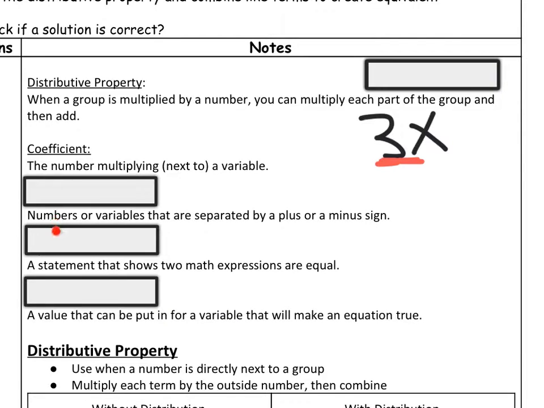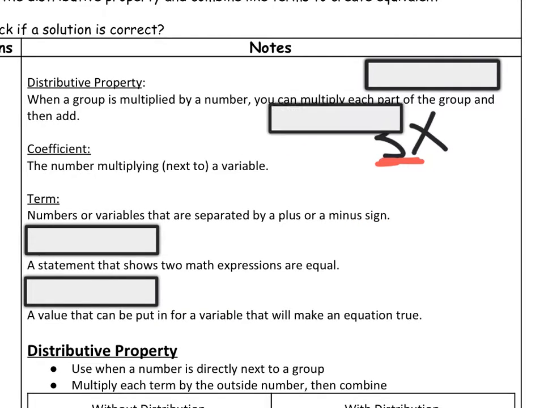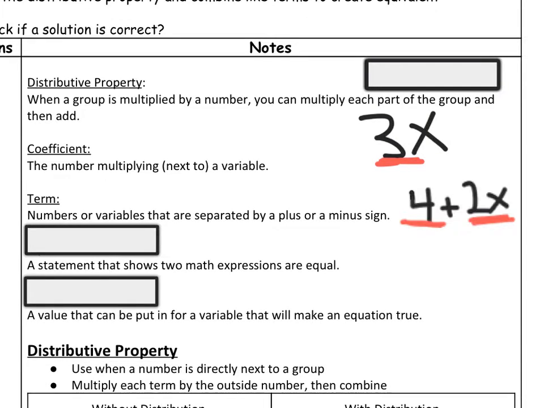Next up, numbers or variables that are separated by a plus or a minus sign, we say that is a term. In mathematics, a term. So if you had something like 4 plus 2x, each of these are separate terms. This would have two terms. The 4 is one term and the 2x is another term.